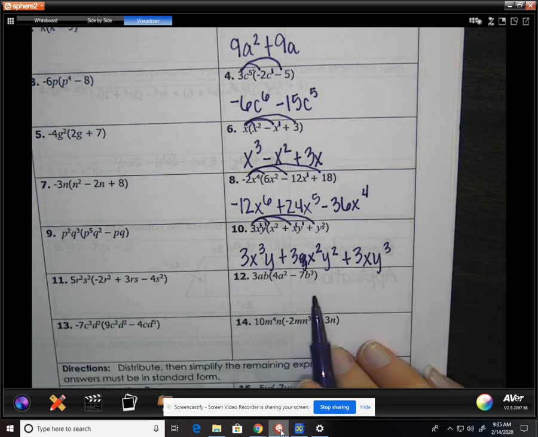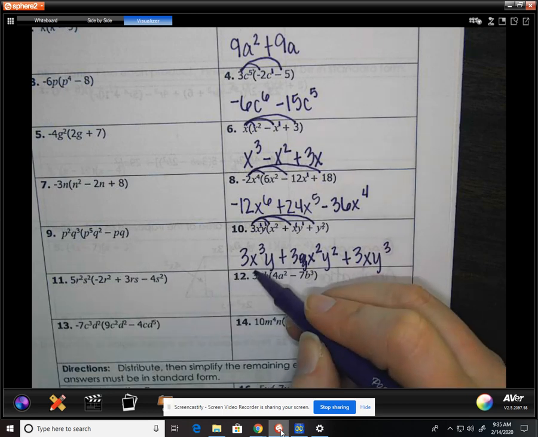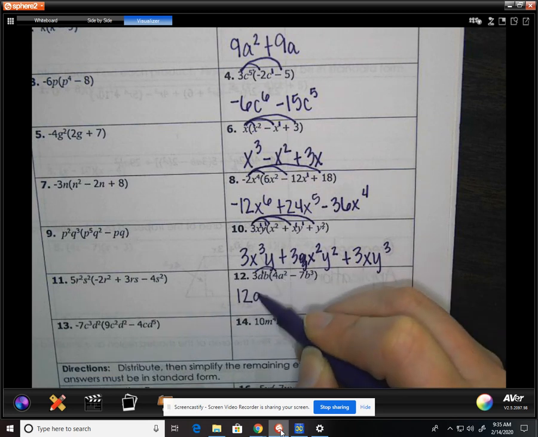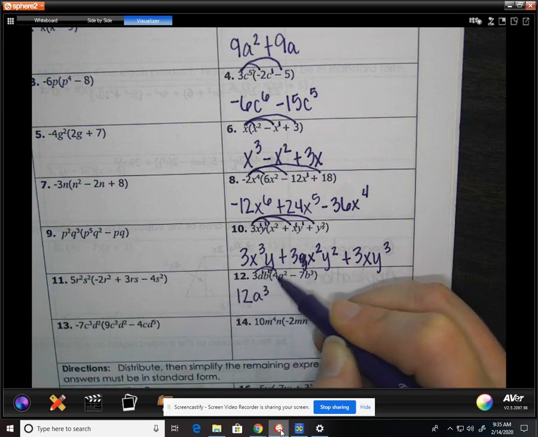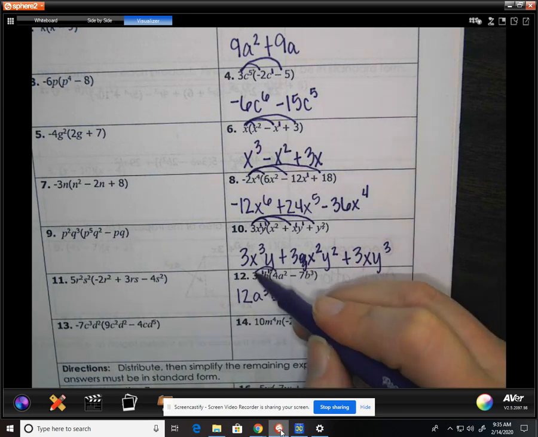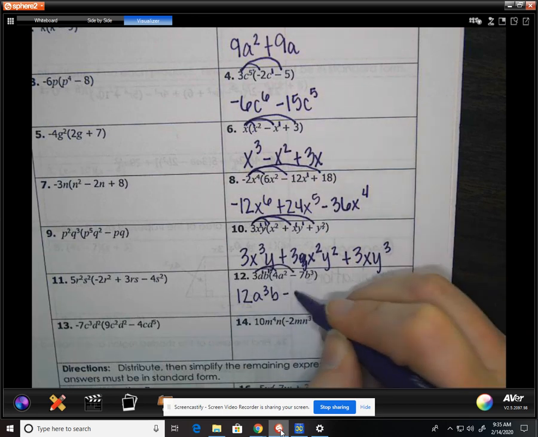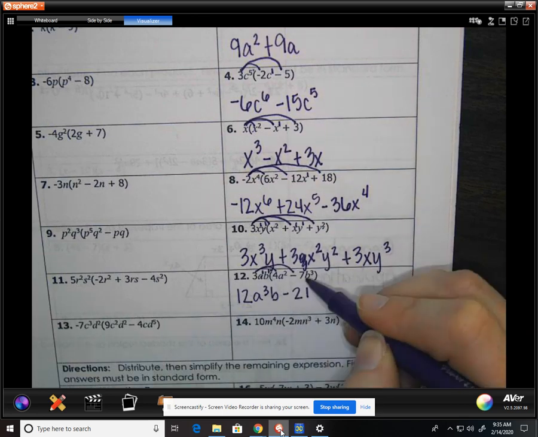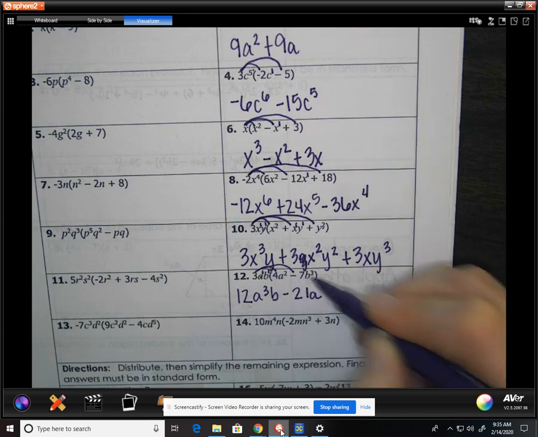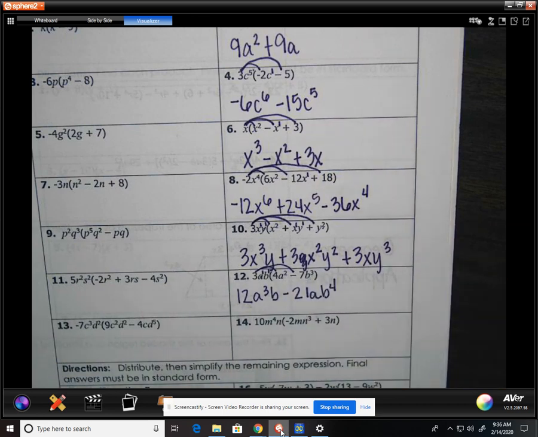Okay, moving to another alphabetical one, we're going to multiply those coefficients. So 3 times 4 is 12. If I have an A1 and an A2, 1 plus 2 makes 3. If I have a B1 and 0 B's here, I keep the B. Then I do 3 times negative 7, which is negative 21. If I have an A1 and no A's, I keep the A. If I have a B and a B3, I add those. 1 plus 3 gives me B to the 4th. This is written in standard form because the A is the bigger exponent, so you're good to go.